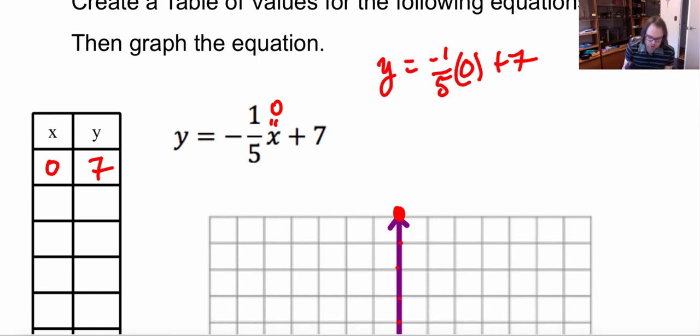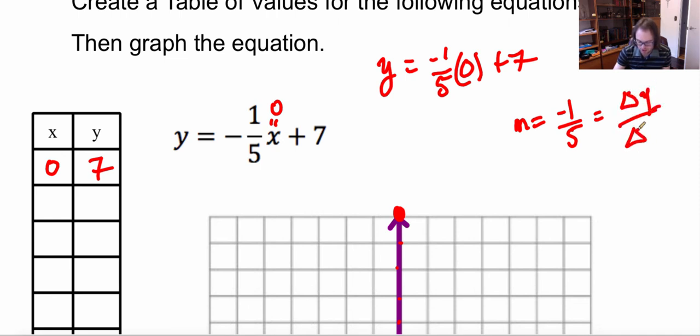Next, I'm going to show you a cheat. We know my slope is equal to negative 1 over 5, which is also equal to my change in y over change in x. So that means every time x goes up 5, y must go down 1. So I'm going to move my x up 5, and that's going to be 5, and I'm going to move my y down 1, which is going to be 6.